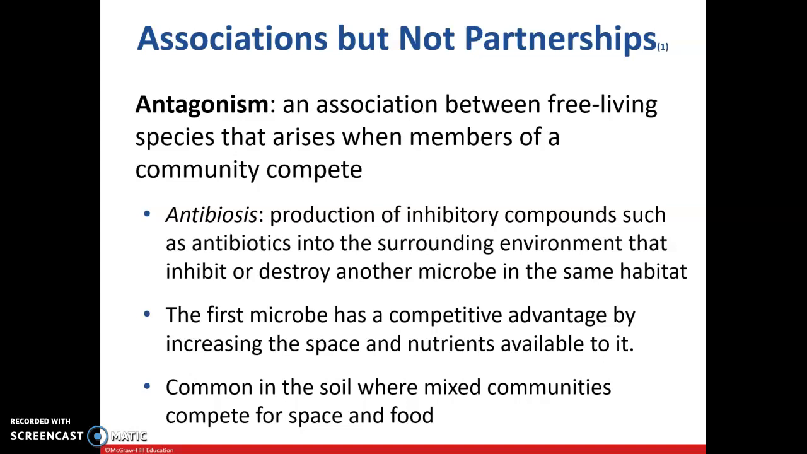Antagonism is an association between free-living species that arises when members of a community compete. So antibiosis is the production of inhibitory compounds, such as antibiotics, into the surrounding environment that inhibit or destroy another microbe in the same habitat. The first microbe has a competitive advantage by increasing the space and nutrients available to it. This is common in the soil, where mixed communities of microbes compete for space and food.